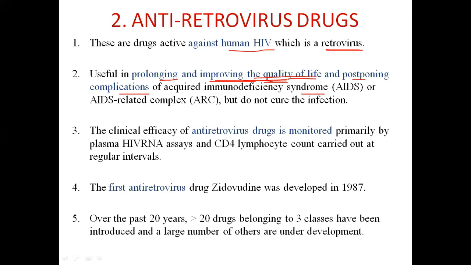Clinical efficacy of antiretroviral drug is monitored primarily by plasma HIV RNA. What is this plasma HIV RNA? Once you have started the treatment, you should not be relaxed. You have to assess the progress, monitoring the presence of HIV RNA and CD4 lymphocyte count. You have to keep checking whether the treatment is working or not, is it beneficial or not, and once it is losing its efficacy, then you have to change the drug.